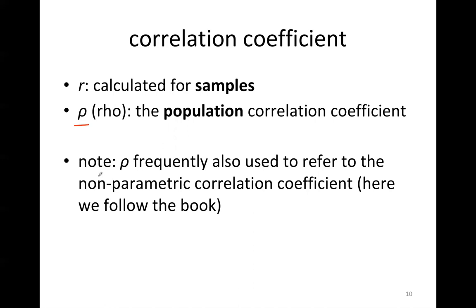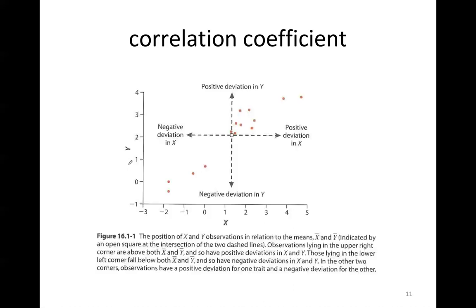Okay, but I should add a small note here, which is that rho, the Greek letter, is also frequently used to refer to the non-parametric correlation coefficient calculated for samples. So there can be a bit of confusion there. But in this course, we follow the book, so we will refer to rho as the population correlation coefficient. Okay, and just as we described, this is another example of two variables on the x and y axes.